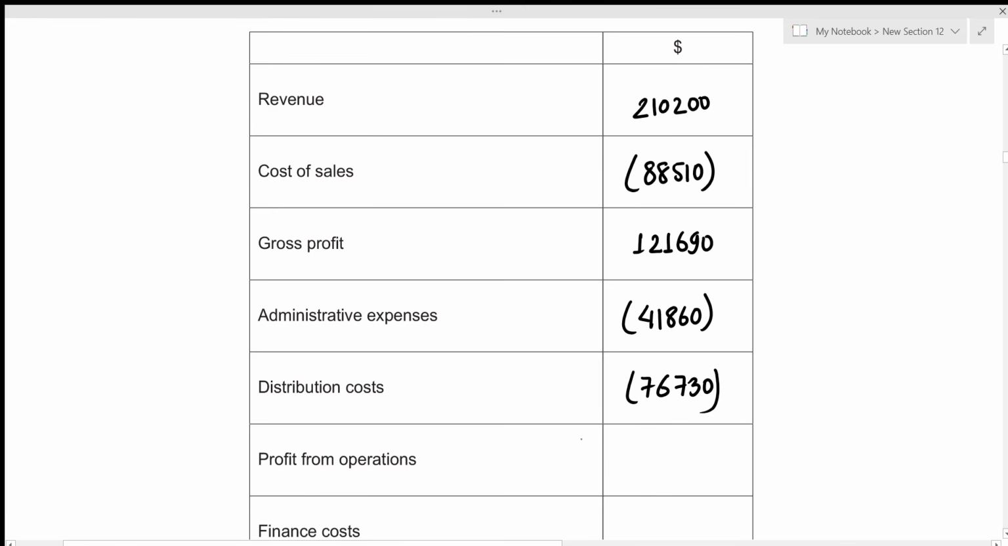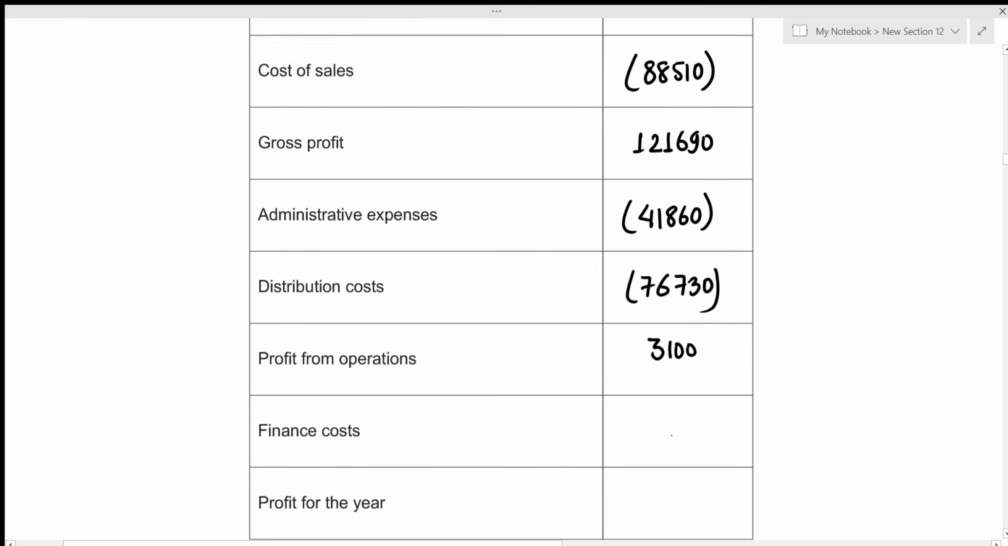Now, in order to figure out the profit from operations, we just need to subtract the administrative expenses and distribution costs from the gross profit. So that's going to be 121,690 minus 41,860 minus 76,730, which gives the profits from operations to be 3,100.